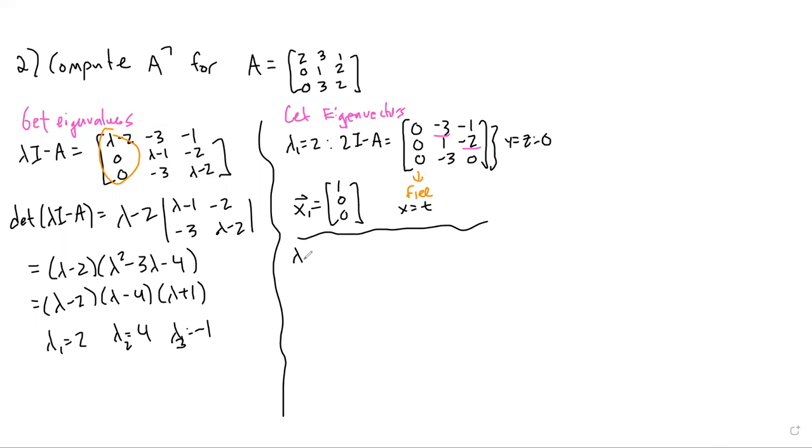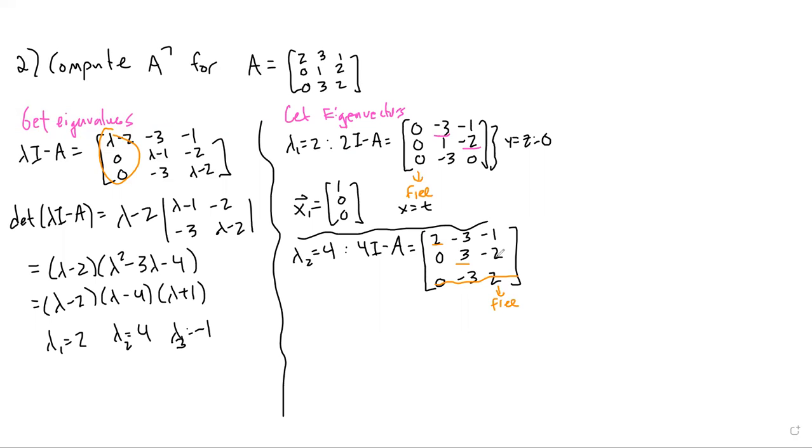And then I'm going to need to get my lambda 2 equals 4. So 4I minus A. And this one's going to look a little different. So I'll get 2, -3, and -1, 0, 3, and -2, and 0, -3, and 2. So here I can see the second and third rows will just sort of cancel one from the other. And that does leave us with 2 pivots, and this is going to be free.